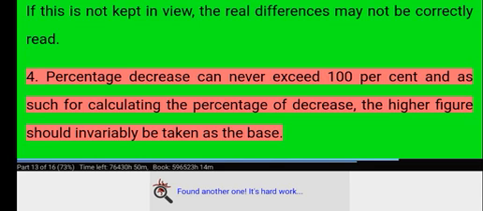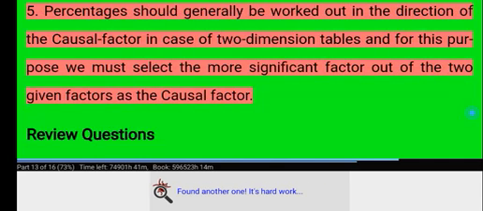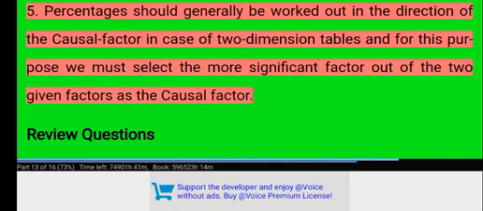4. Percentage decrease can never exceed 100%, and as such, for calculating the percentage of decrease, the higher figure should invariably be taken as the base. 5. Percentages should generally be worked out in the direction of the causal factor in case of two-dimension tables, and for this purpose we must select the more significant factor out of the two given factors as the causal factor.